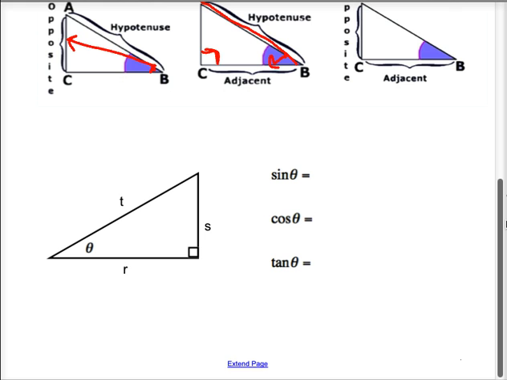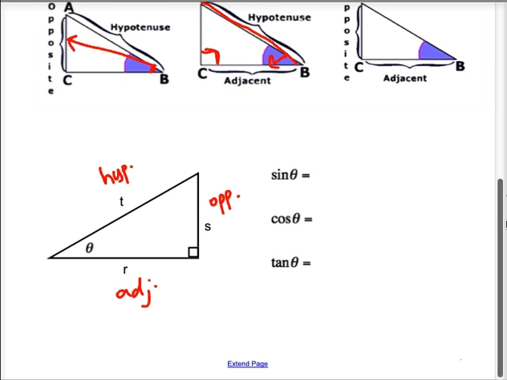So, looking at this triangle right here, we want to label out the sine, cosine, and tangent of that angle theta. Now, the first thing that I'm going to do is label those sides so I know what I'm looking for. So I'm going to label that this is the hypotenuse. It is opposite my right angle. That's adjacent. It's touching my angle, meaning this is the opposite side. It is not touching my angle.